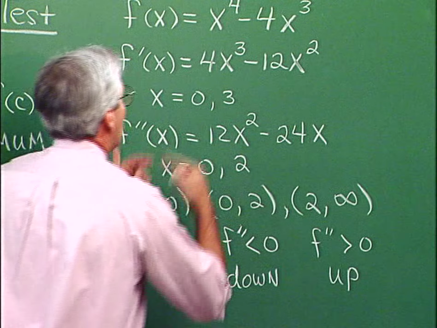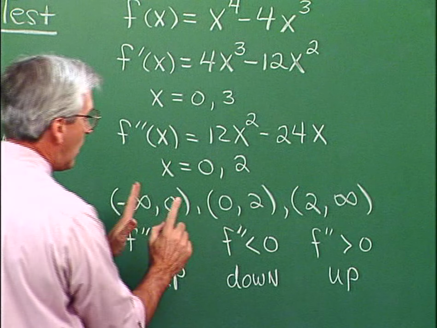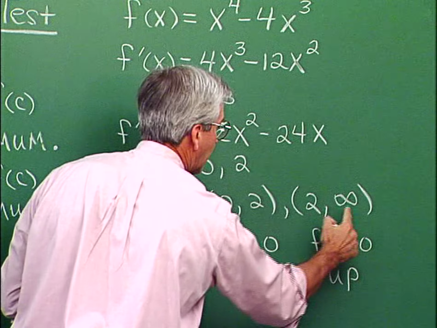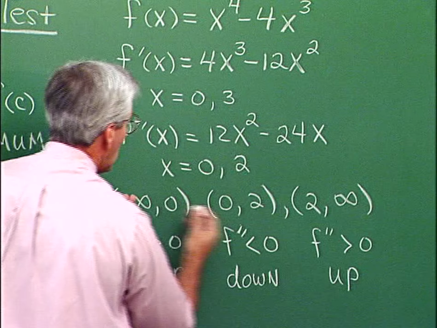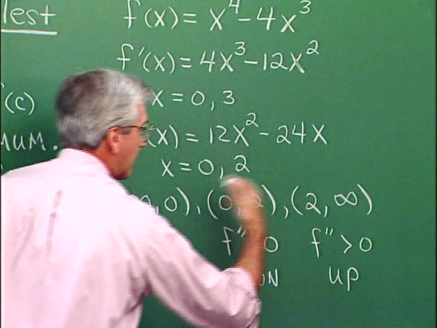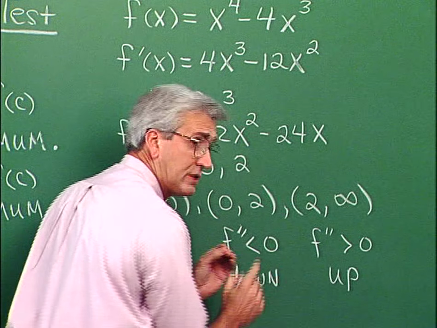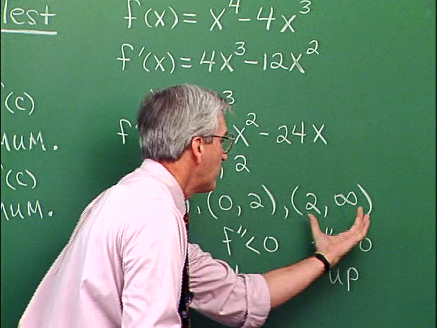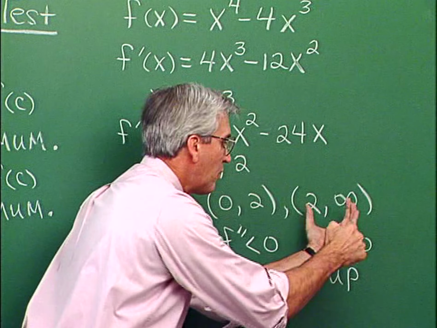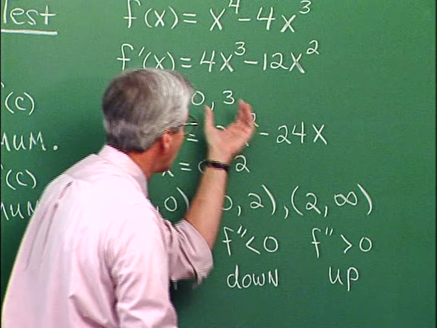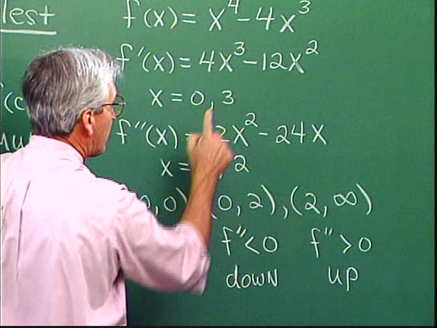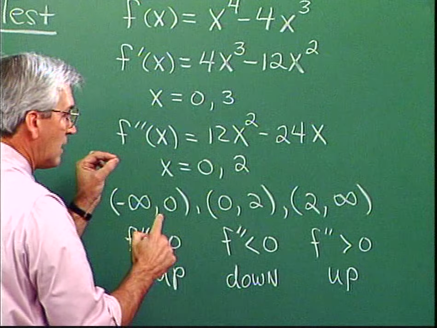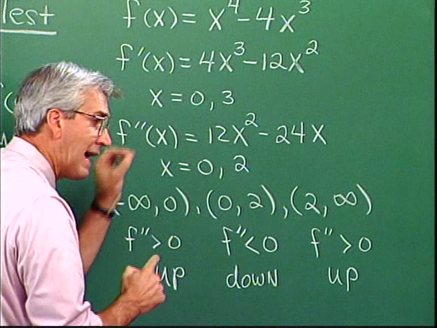Now, f double prime of 3 would fall into, let's see, this interval. f double prime of 3 turns out to be positive. We wouldn't need all of this interval information. Since 3 falls into the interval and we're concave up, we know we have a relative minimum. We would know it just by taking f double prime of 3 to be positive, and we know we have a minimum there.